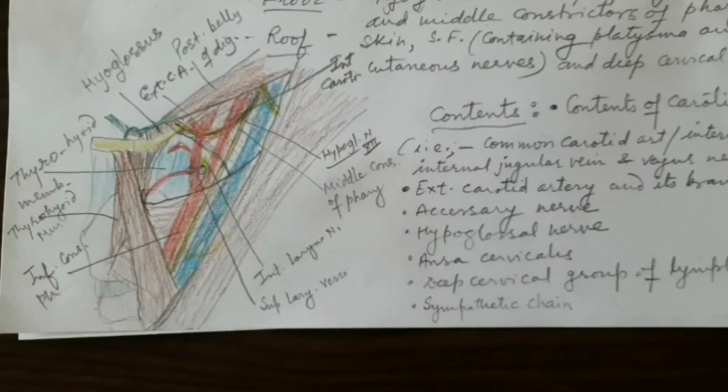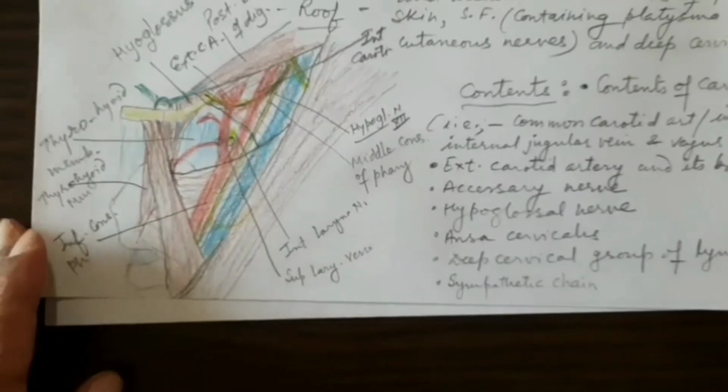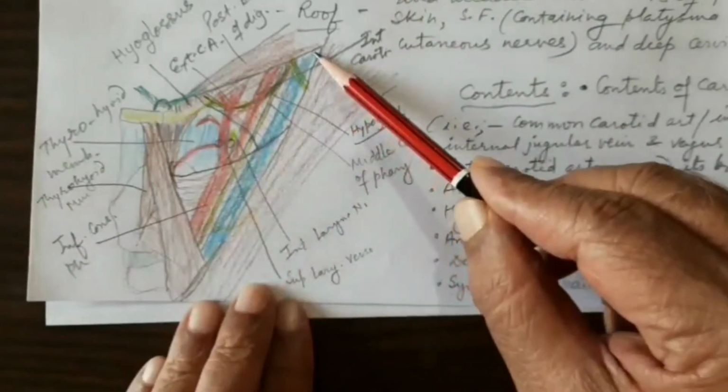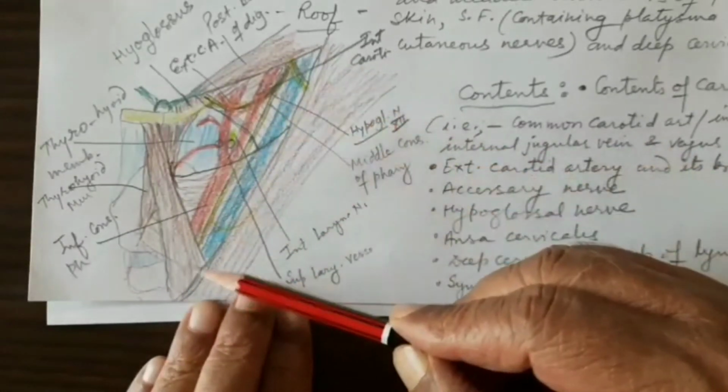Well, I was telling you that the ansa cervicalis supplies the muscles of the muscular triangles and other muscles. Okay, so this is the ansa cervicalis. Let us go to another important content of this carotid triangle, and it is the deep cervical group of lymph nodes. Now these lymph nodes are very important, and they are located at the upper and lower angles where the internal jugular vein is passing.